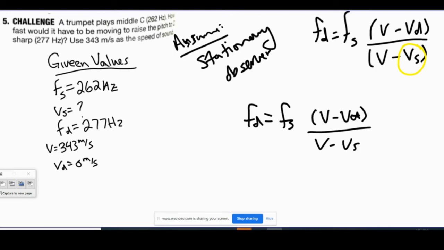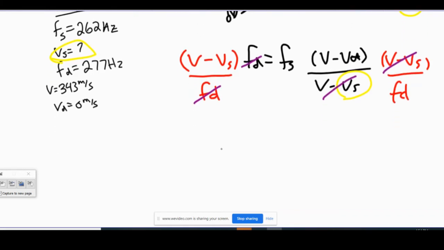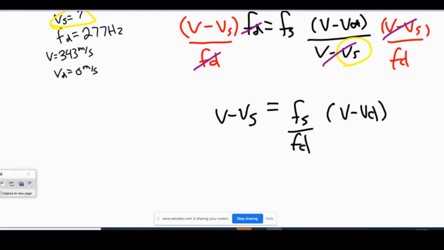All right, again, let's remind ourselves that we're solving for Vs. So that's what we've got to get on its own. All right, let's do some algebra. All right, so we've done a little bit of math here. We almost got Vs on its own. Got one more step.